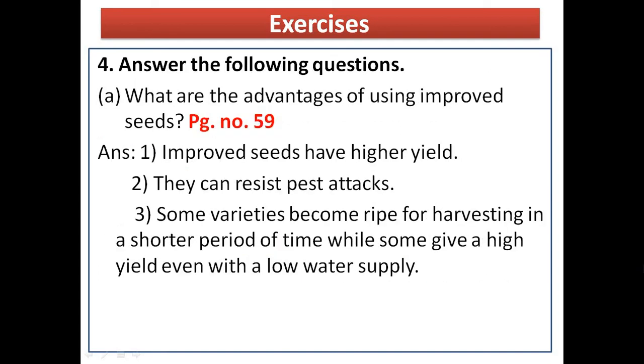Question 4. Answer the following questions. What are the advantages of using improved seeds? This answer you can find on page number 59. Improved seeds have higher yield. They can resist pest attacks. Some varieties become ripe for harvesting in a shorter period of time, while some give a high yield even with a low water supply. You can mark the answer in the textbook also.